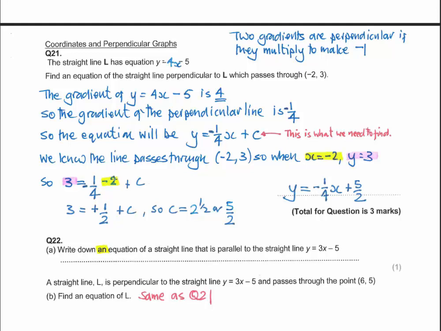So, what have I got? 3 must equal minus a quarter times minus 2. Minus times a minus makes a plus. 2 quarters are a half. So a half plus c makes 3. And that means that c must be 2.5 or 5 over 2. So the equation of the line is y equals minus a quarter x plus 5 over 2.